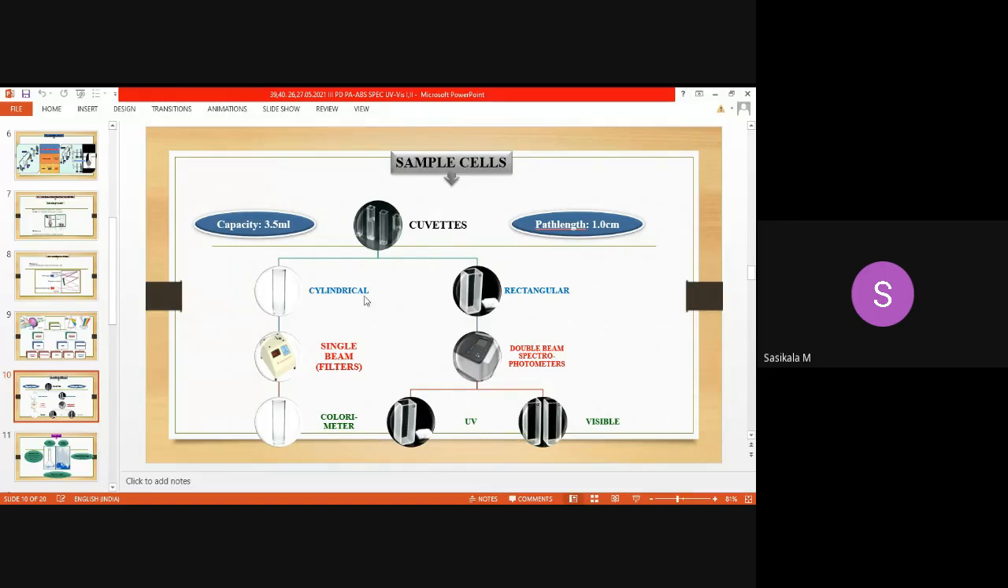There are two kinds of cuvettes, cylindrical and rectangular. In which type of instrument will we be using cylindrical? In colorimeters. In single beam filter type instruments, cylindrical cuvettes are used, mainly in the colorimeter. And the colorimeter spelling you need to note down, that is C-O-L-O-R-I-M-E-T-E-R.